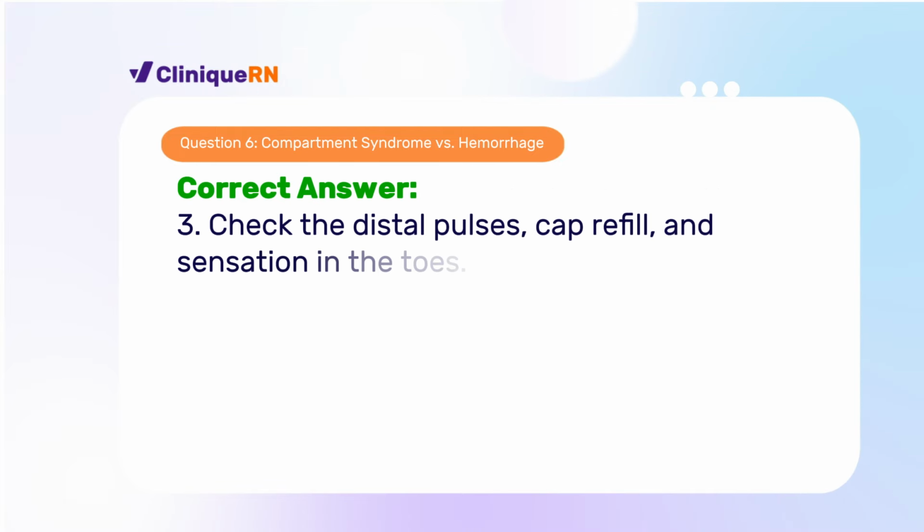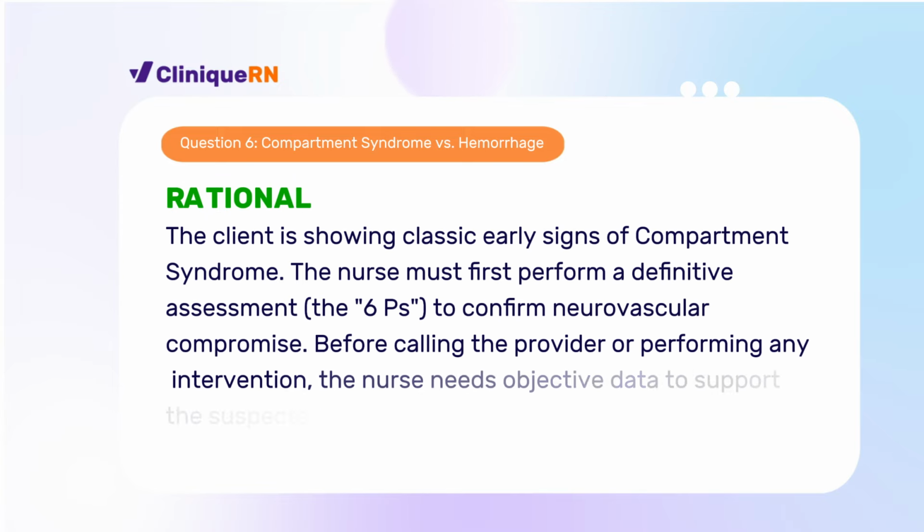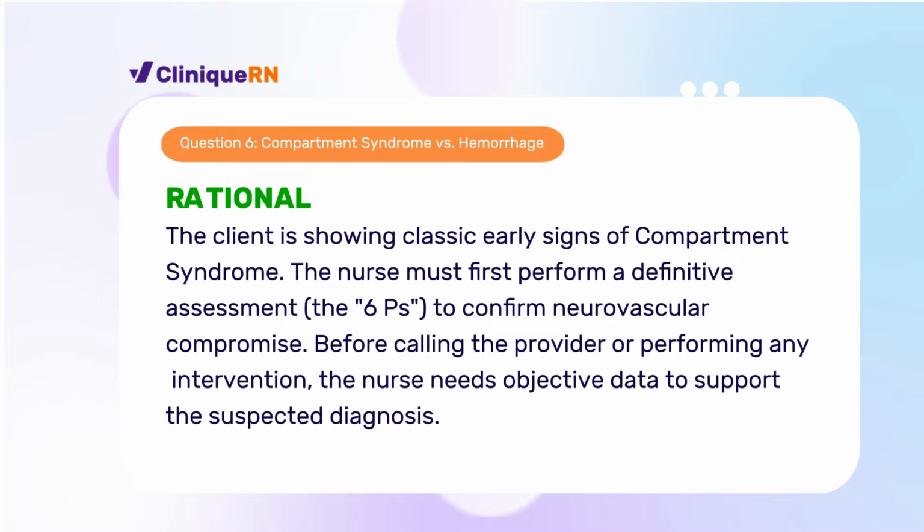The correct answer is 3. Check the distal pulses, cap refill, and sensation in the toes. Rationale. The client is showing classic early signs of compartment syndrome. The nurse must first perform a definitive assessment, that's the 6 Ps, to confirm neurovascular compromise. Before calling the provider or performing any intervention, the nurse needs objective data to support the suspected diagnosis.